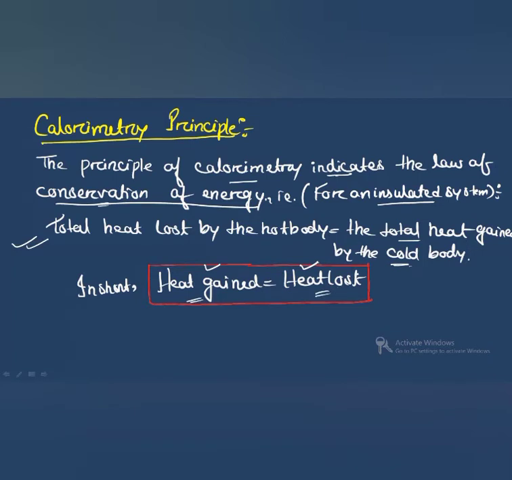To understand this better, suppose you have a system which is insulated, and two bodies in this insulated system are placed in physical contact with each other. Then there will be transfer of heat from the body with higher temperature to the body with lower temperature, and heat gain will be equal to heat lost. This is what the calorimetry principle says.